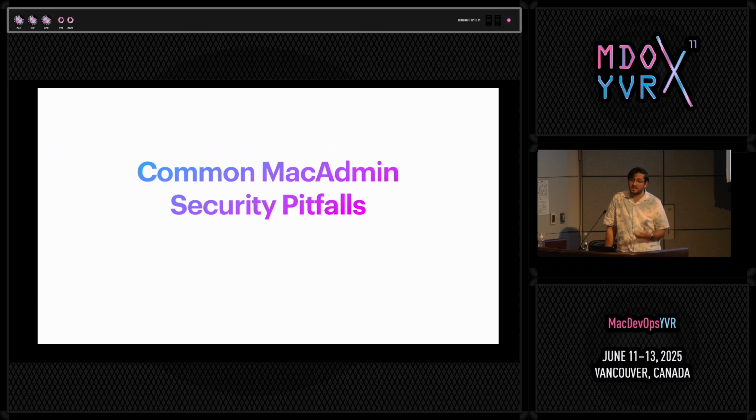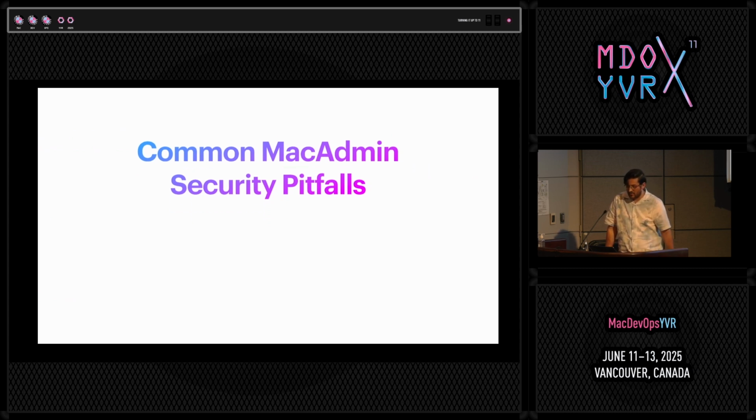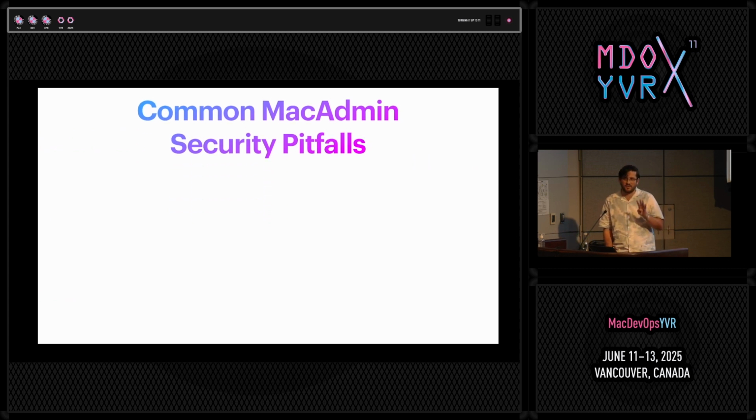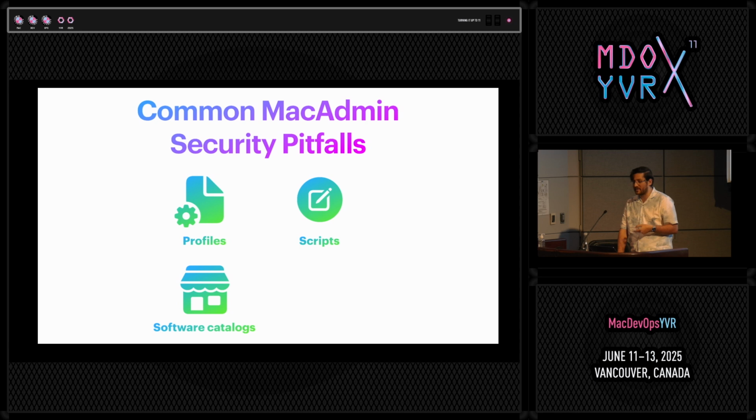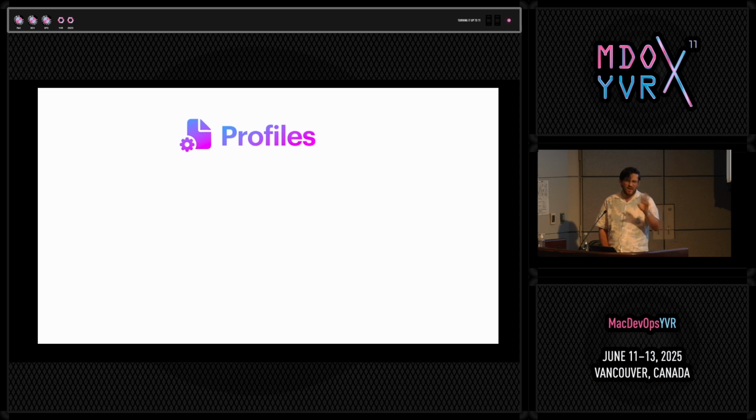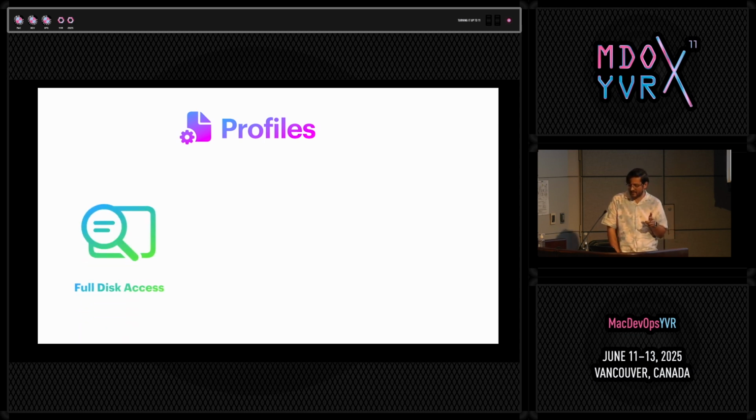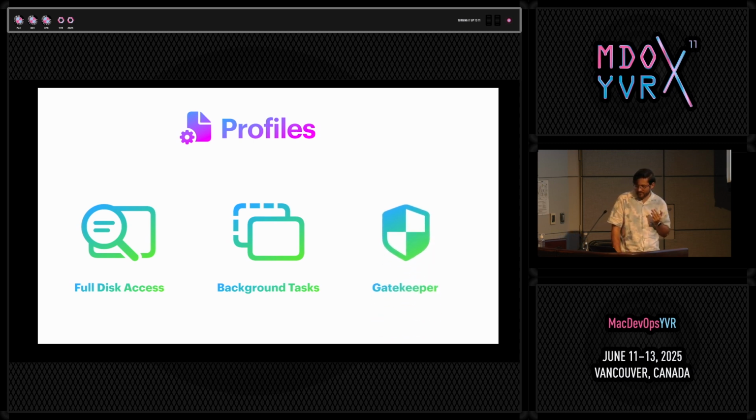So with that, let's look at common security pitfalls. For this, there are 4 primary ones I'm going to talk about. First is profiles, second is scripts, third is software catalogs, and finally enrollments. So let's move to profiles. With profiles, there are 3 main ones I want to talk about today. There are many more that you can misconfigure, but these are the fun ones that I see most often out there. So the first is full disk access, second, background tasks, and third, gatekeeper.